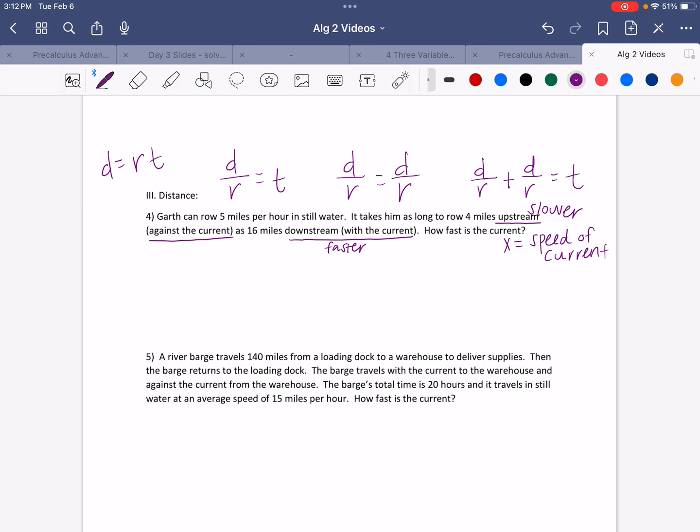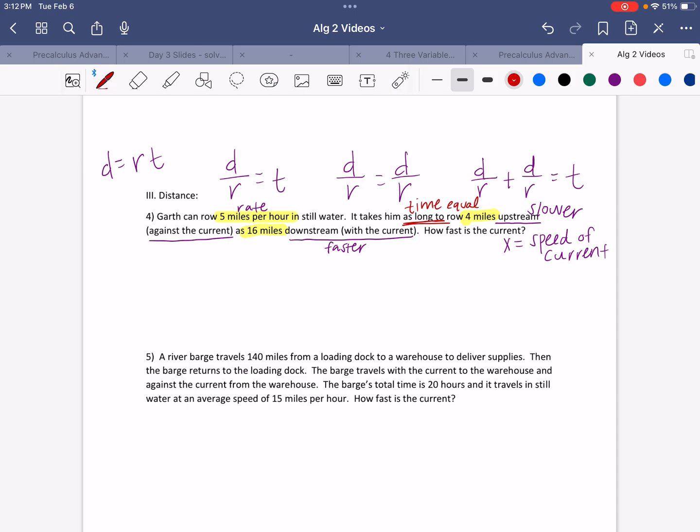I'm going to look at all my pieces of information. I have 5 miles per hour, that sounds like a rate. And then I have two different distances, 4 miles and 16 miles. There's no time mentioned here. Also notice there's no total amount of time. So I'm going to focus on the words that say it takes him as long to row. So the time is equal for the two parts of this trip.